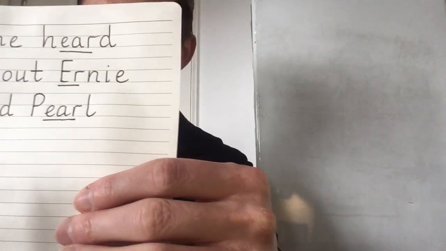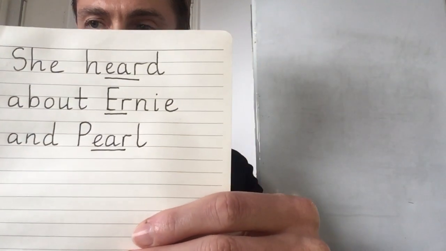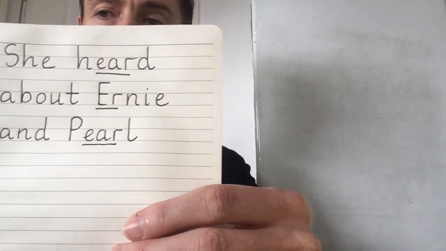Next word, she heard about Ernie and. Say the sounds and write and. And, that's easy. She heard about Ernie and Pearl. Good. So capital letter for Pearl. And we have the sounds to write the word Pearl. And underline your spelling. And we've got this. Pearl. She heard about Ernie and Pearl.